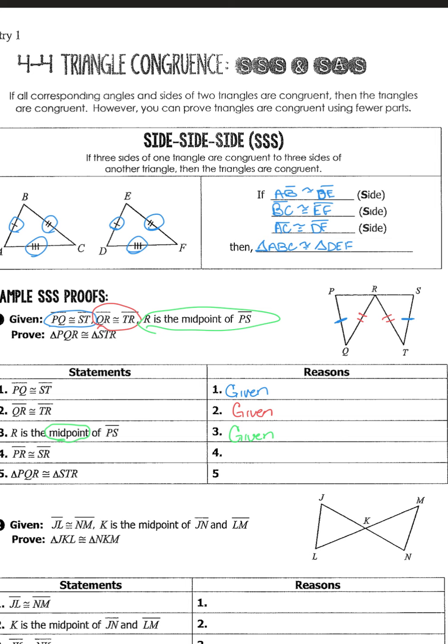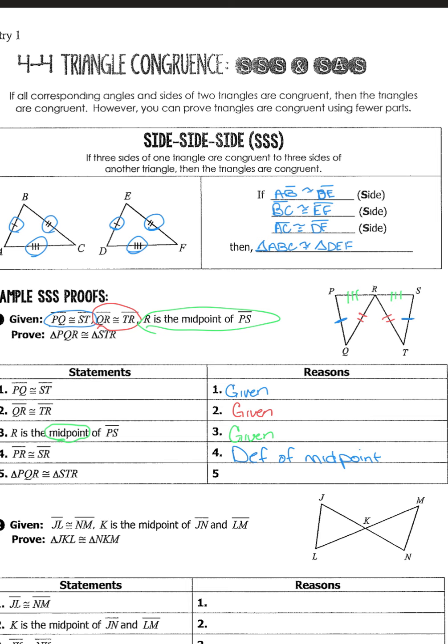So what does midpoint do? Midpoint cuts a segment in half. So if I look at that next line, it's trying to tell us that PR is congruent to SR. Well, how did we know that? We knew that because of the definition of midpoint. So that next line is just definition of midpoint. Whenever you have a vocabulary word, you're going to use the definition of that word somewhere in our proof.